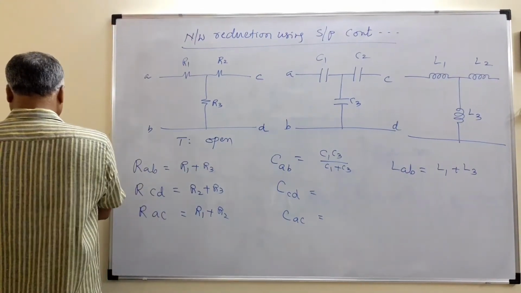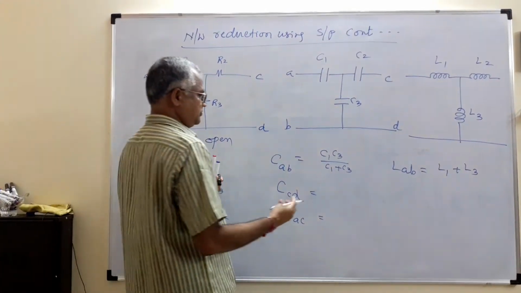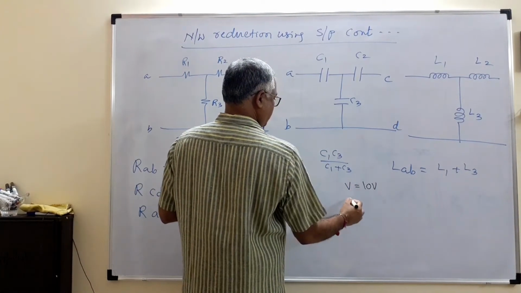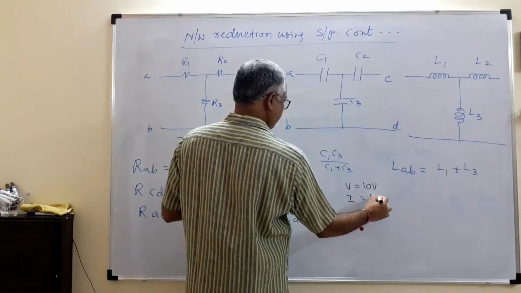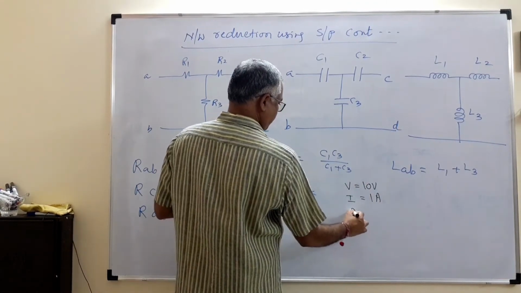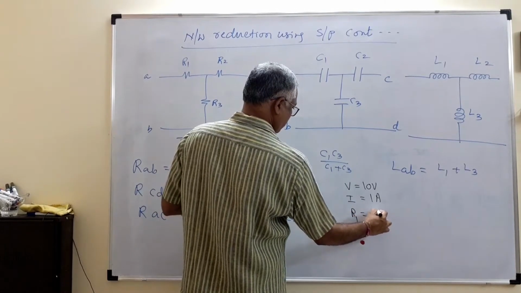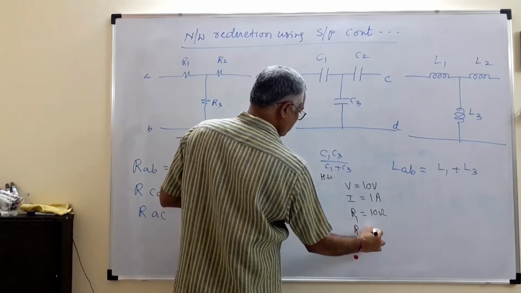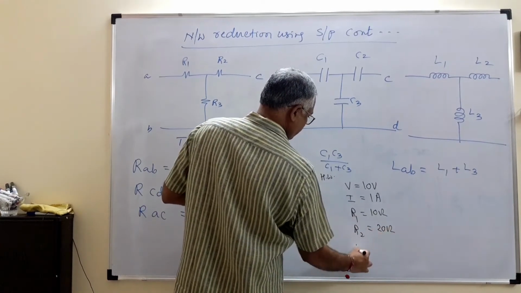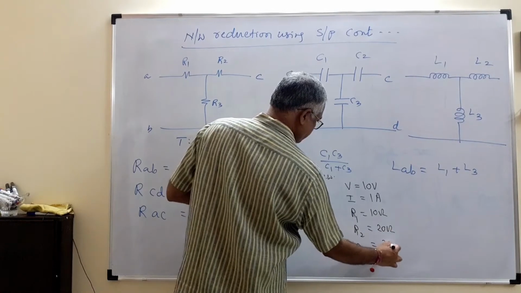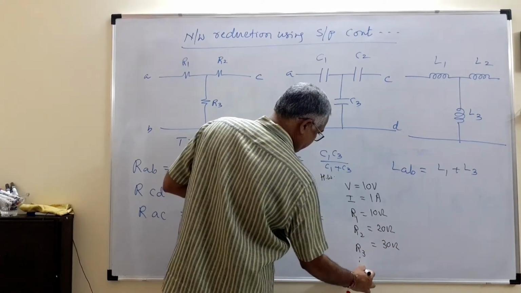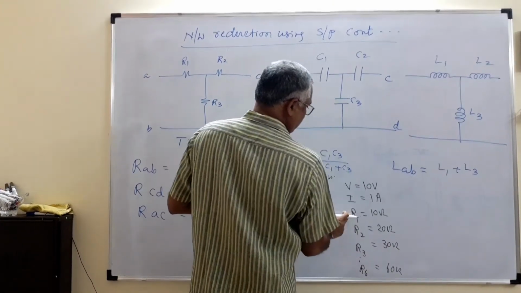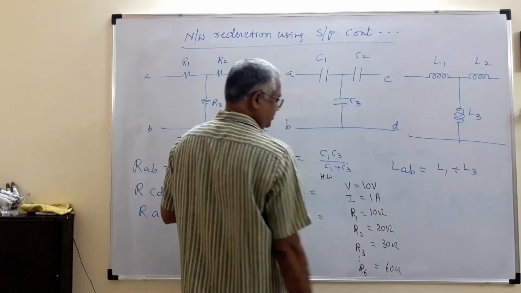Now I am giving numerical values. If you are applying a voltage source, take 10 volts. If you are applying a current source, take 1 ampere. Take R1 as 10 ohms. This is the homework I am giving. R2 is 20 ohms, R3 is 30 ohms, and like that R6 is 60 ohms.